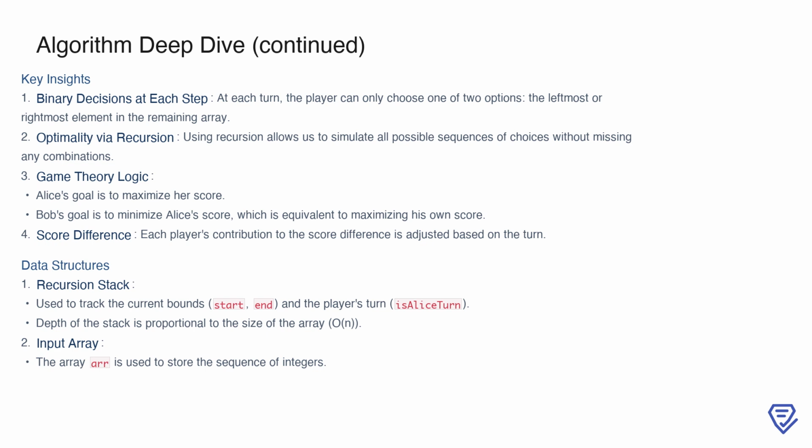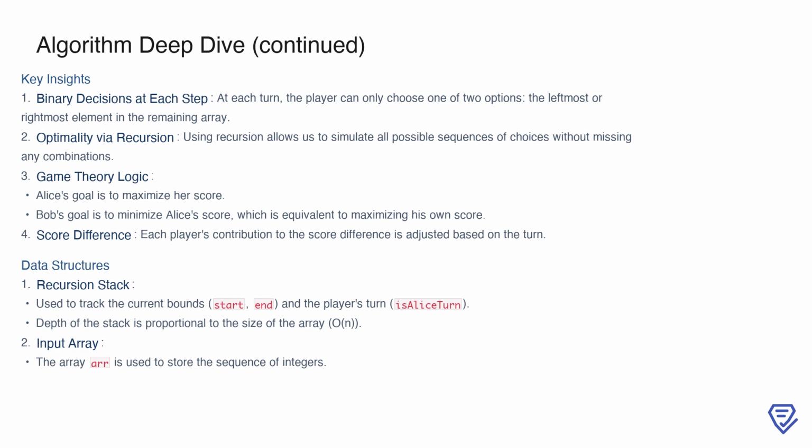This recursive approach provides several key insights into the problem. First, every player at each step faces a binary decision to pick either the leftmost or rightmost element of the current array. This binary decision-making process is fundamental to the recursive simulation, allowing us to explore all possible sequences of moves. The algorithm relies on game theory logic, where Alice always tries to maximize her score while Bob tries to minimize Alice's score, which effectively means maximizing his own.